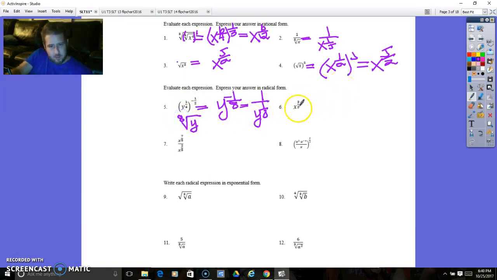All right, so x to the 3/2 is x to the 3/2. So 2 becomes the index, and 3 is the power of the x.